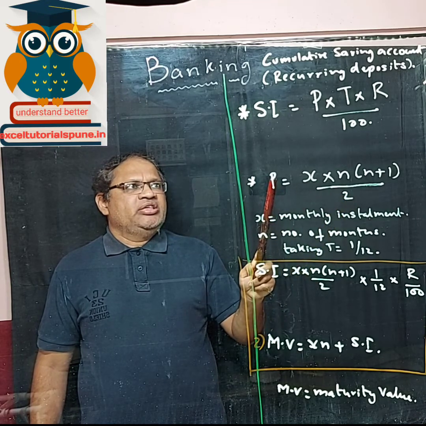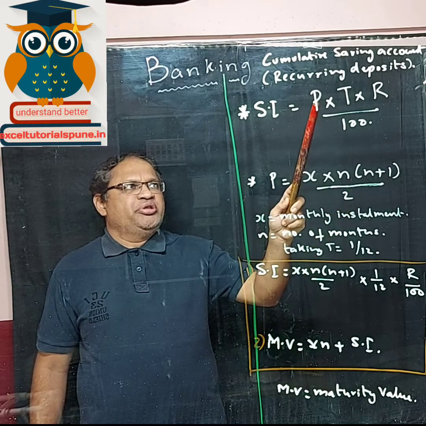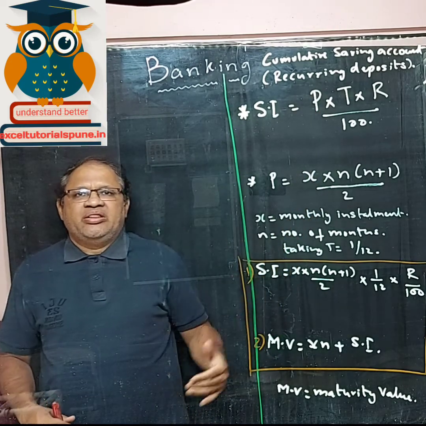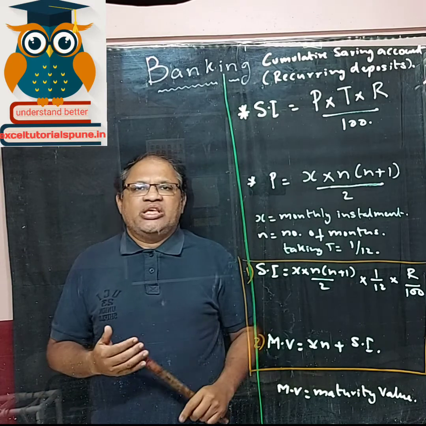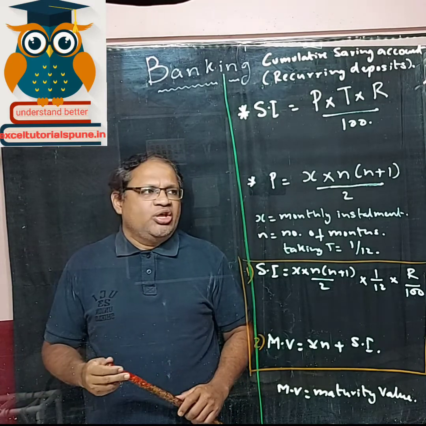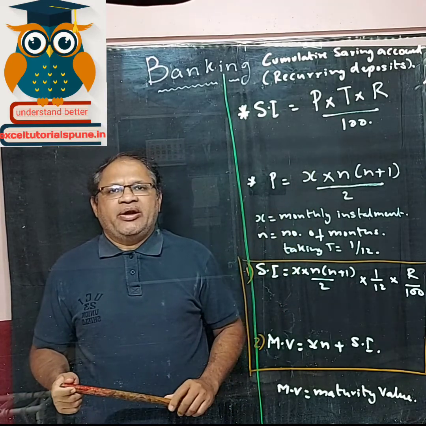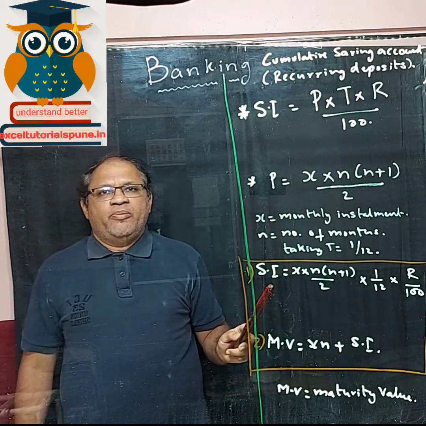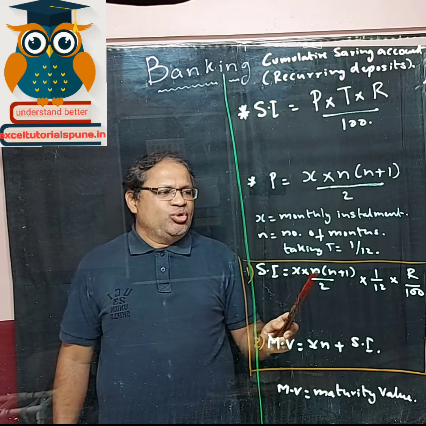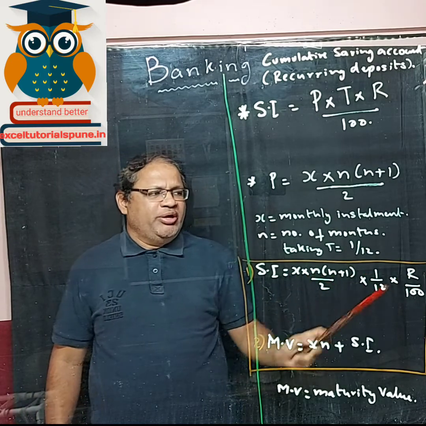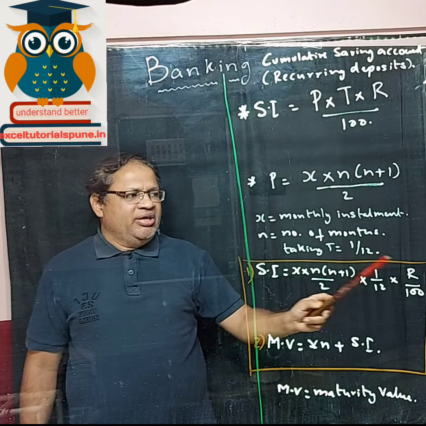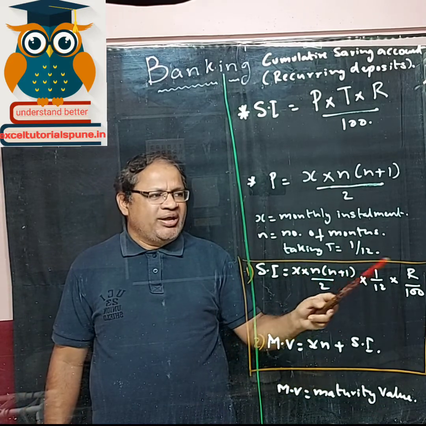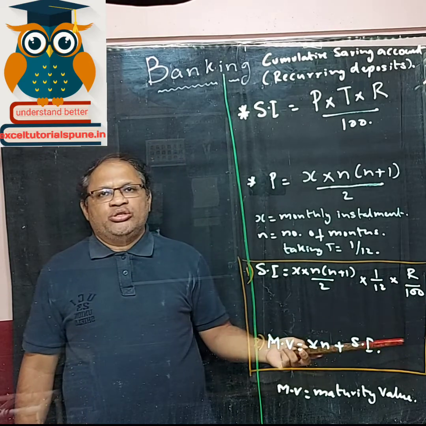Now this P, whatever is there, you substitute in this, and T you take 1 by 12, because of course it is every month that you are saving. Okay, you're saving money every month. So instead of T, you're going to take 1 by 12. So after you do the substitution, you get the first formula for banking. SI is equal to x into n plus 1 upon 2 into 1 by 12 into r by 100. Now over here this formula you can make it short also, x into n plus 1 into r upon 2400.